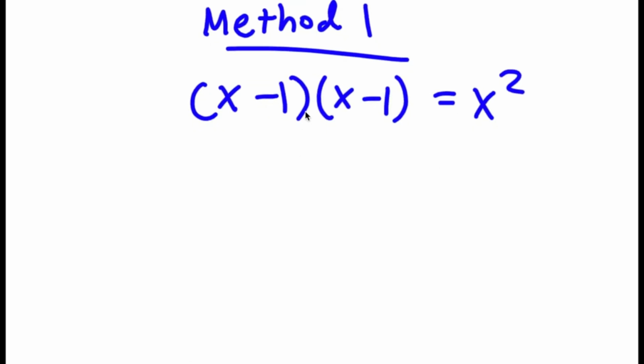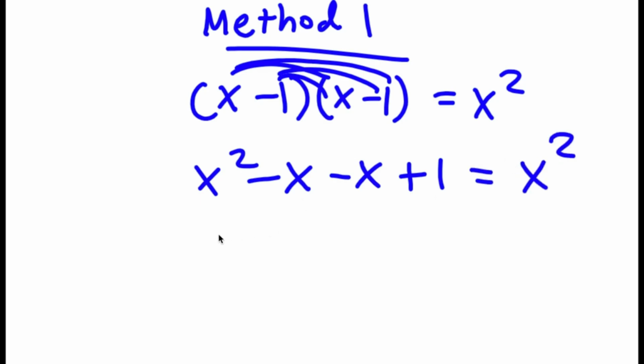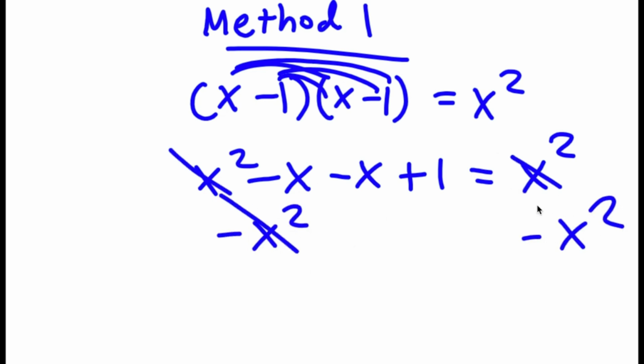And now, (x − 1) times (x − 1), let's go ahead and expand this. So x times x is x², x times negative 1 is negative x. Now I'm going to distribute the negative 1. Negative 1 times x is negative x, and negative 1 times negative 1 is positive 1. So this is equal to x². Now I can subtract x² on both sides. So then these two cancel out, and these two cancel out.